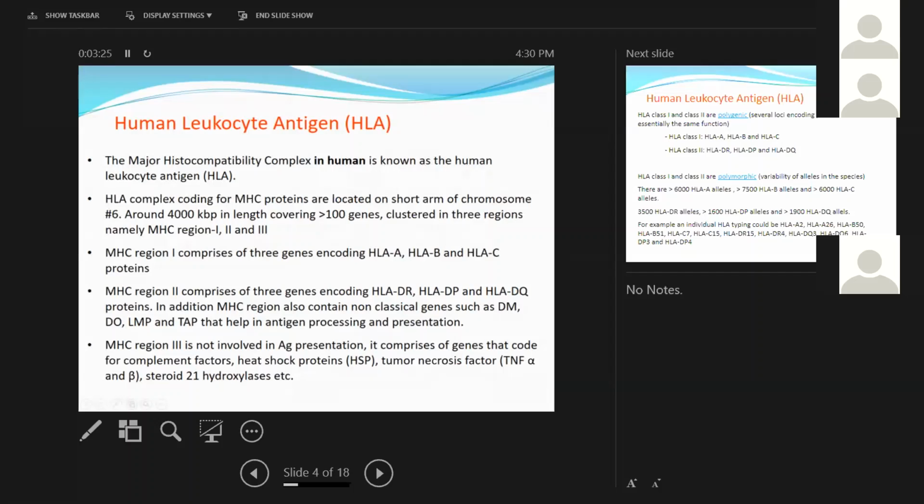There are many antigens in that region, and we can classify them into region 1, 2, and 3. MHC region 1 comprises the genes that code for HLA-A, B, and C, and MHC region 2 comprises the genes that code for HLA-DR, DP, and DQ, in addition to some non-classical genes, which are DM, DO, LMP, TAP. Then we have region number 3, but these proteins are not involved in antigen presentation, so we are not going to go into the detail of region number 3.